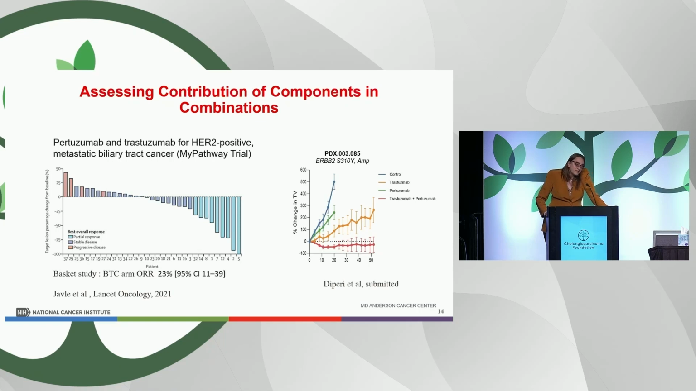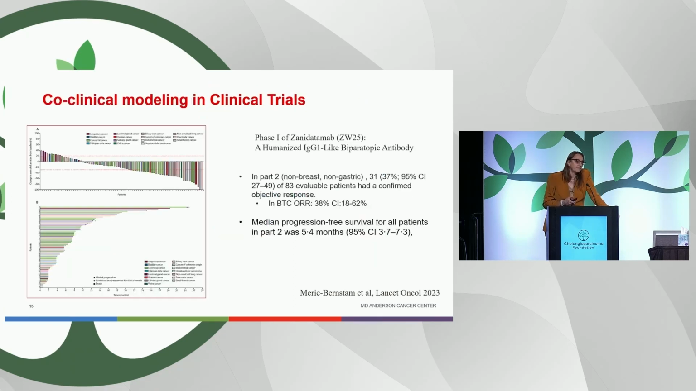So we took a PDX model that had HER2 mutation and amplification, and you can see that in this model, pertuzumab doesn't do anything. Trastuzumab barely inhibits growth, but the combination really enhances each other's activity. So I think it helps us dissect the value of a combination therapy when you have in vivo modeling.